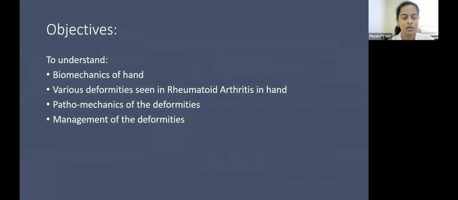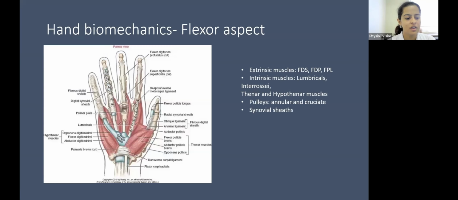So the objectives for the seminar or the discussion will be to understand the biomechanics of the hand, specifically related to the deformities seen in RA. Then the various deformities seen in RA in the hand and wrist, and the pathomechanics of these deformities and the management of these deformities. So firstly, we'll be seeing the flexor aspect of the hand.